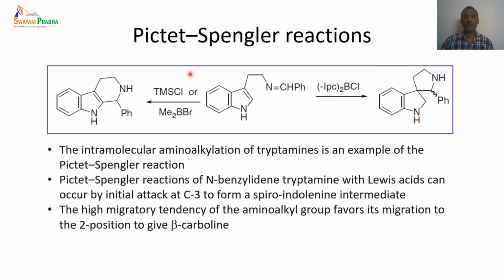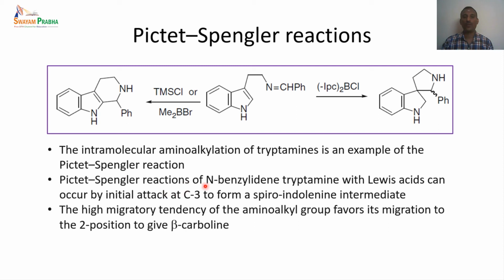The next one is the Pictet-Spengler reaction. So this is again, as we have seen earlier, the indole derivative is very crucial derivative, and it gives the fused multi-cyclic systems or the spiro derivatives as shown here. So these are a couple of reactions which are very crucial for the alkaloid and other product synthesis. And one such example is the Pictet-Spengler reaction. So here it is basically the intramolecular amino alkylation of tryptamine. So this is the tryptamine derivative, and this leads to our cyclized product.